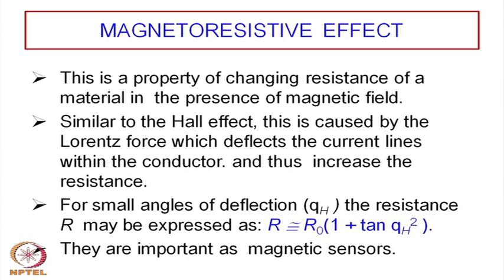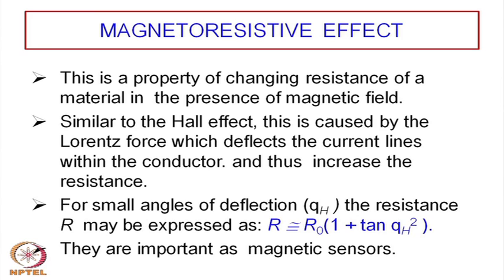The resistance normally increases in a magnetic field, and that property is known as the magnetoresistive property. For small angles of deflection, that is what takes place: the Lorentz force deflects the current lines within the conductor, and thus increases the resistance.